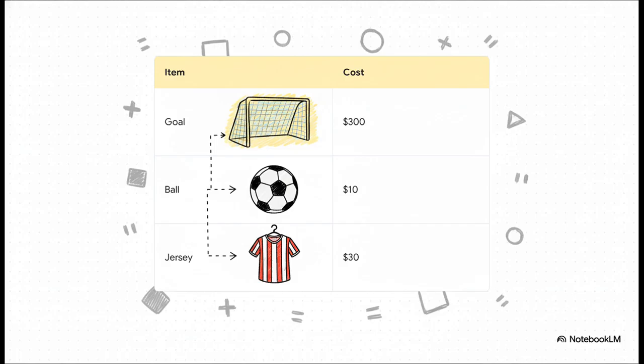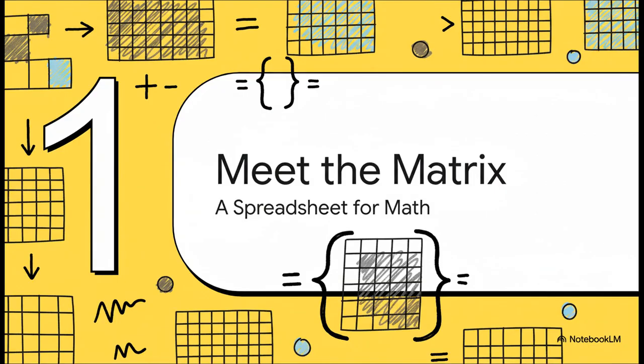Okay, so now we have all the pieces. The question is, how do we combine these two chunks of information in the most efficient way possible? This is where we introduce our hero for the day, the matrix. Honestly, if you've ever used a spreadsheet, you're already halfway there. Just think of a matrix as a super organized container for numbers, kind of like a spreadsheet that's built specifically for doing math. It's designed to solve exactly this kind of problem.